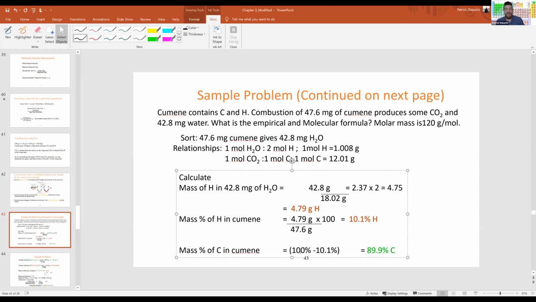Okay, so then we can figure out directly the mass percent of carbon in cumin by doing 100% minus the 10% of the hydrogen to figure out 89.9% carbon. That's the hard part. That's done. So is there any questions up until that point? Because after this, it's just empirical formula. No? All right, then I'm going to continue.